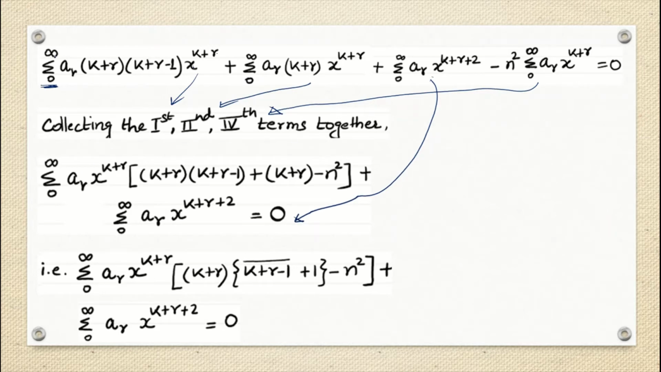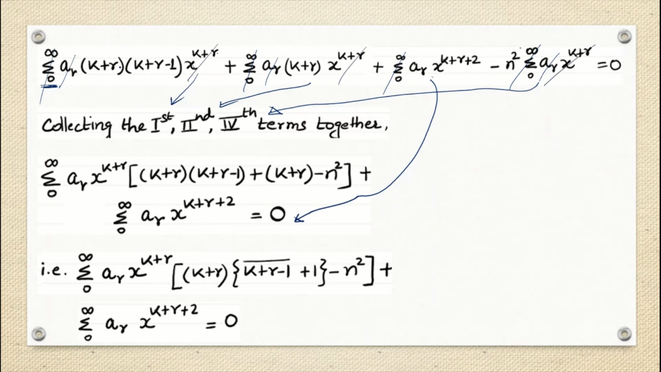This sigma, everywhere the sigma is there, the same value is there. So sigma 0 till infinity. AR is also present here, fine. So AR is also present here. So I've just written down this part, and then x to the power k plus r, everything is done.